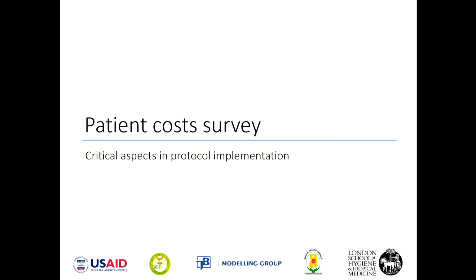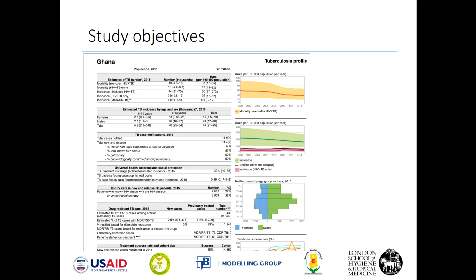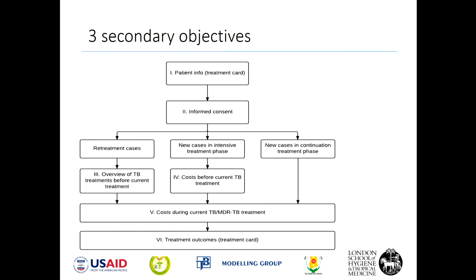So now moving on to the adaptation process of the survey to Ghana. In addition to the primary objective of determining the magnitude of patient costs and drivers in Ghana, we also thought about adding 3 secondary objectives. This is a schematic, just an adaptation of what Inessa showed earlier.